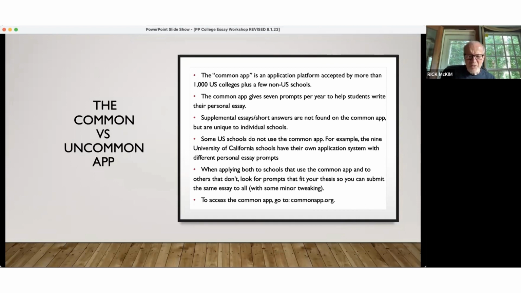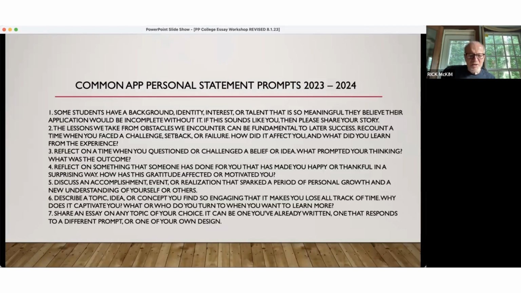And there's commonapp.org, which starting today, I believe, August 1st, you can access the Common App and get going on those essay prompts. Here we go. The prompts on last year's Common App. Let's look at the first one. Some students have a background, identity, interest, or talent that is so meaningful to them, their application would be incomplete without it. If this sounds like you, then please share, and so on.